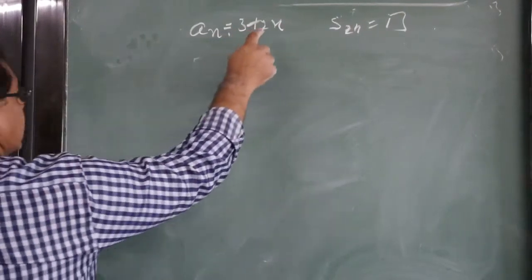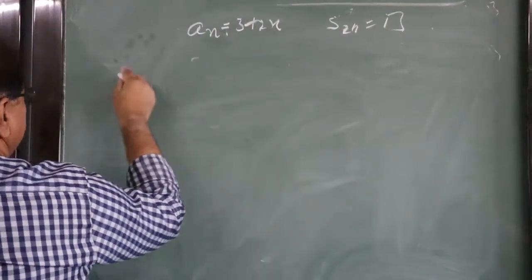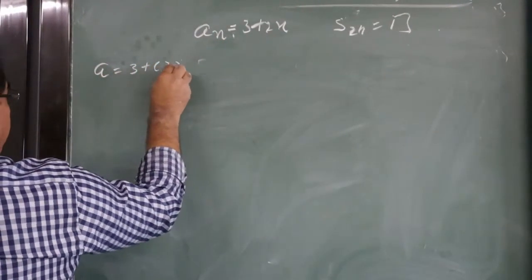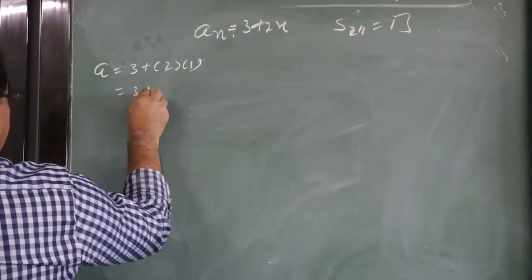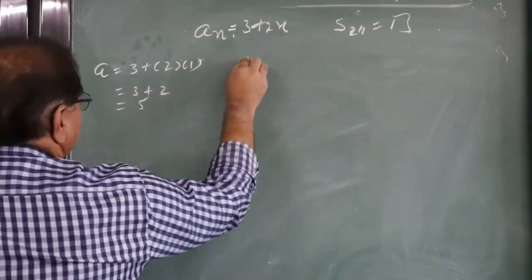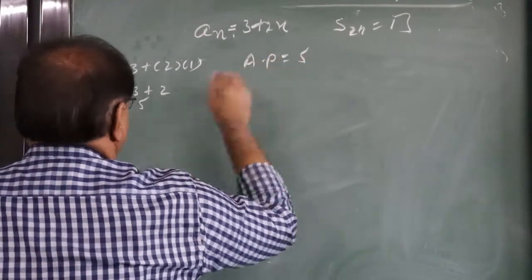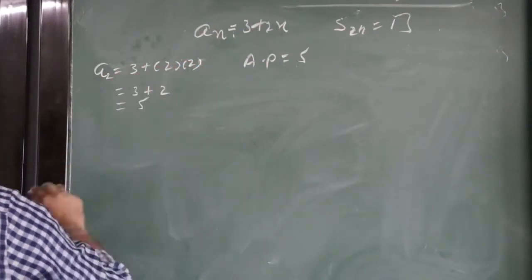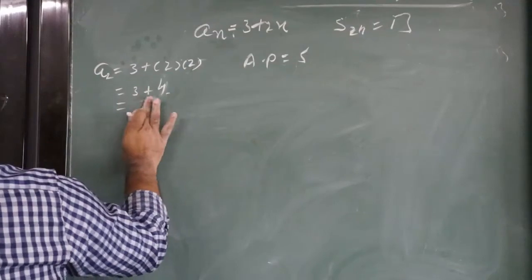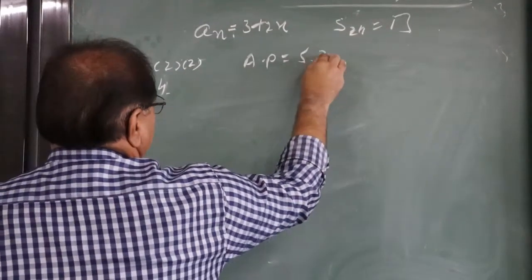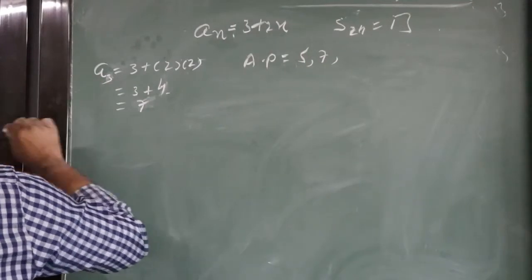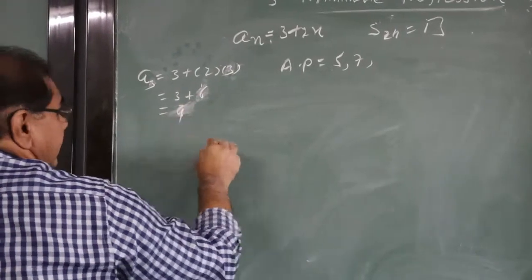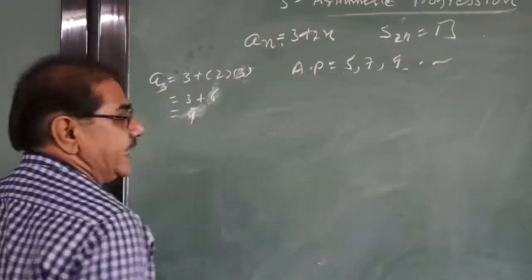What to do? First of all, put n is equal to 1. So A1 is equal to 3 plus 2 into 1. 3 plus 2 is 5, so the first term of the AP is 5. In the same way, for n equal to 2, that is A2, it is 3 plus 4, which is 7. If I take the third one, A3, I put 3. So 3 plus 6 is 9. This is how the AP is formed.